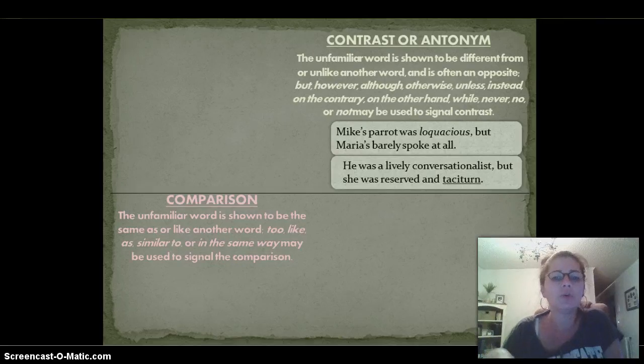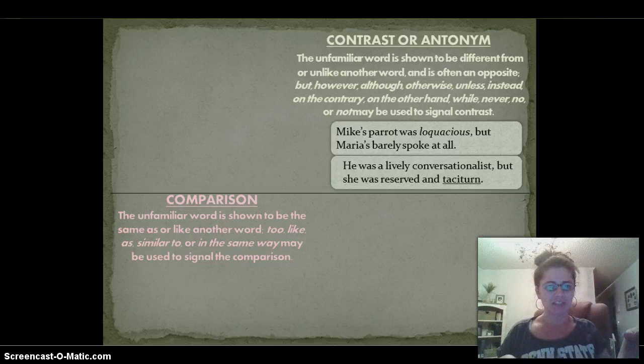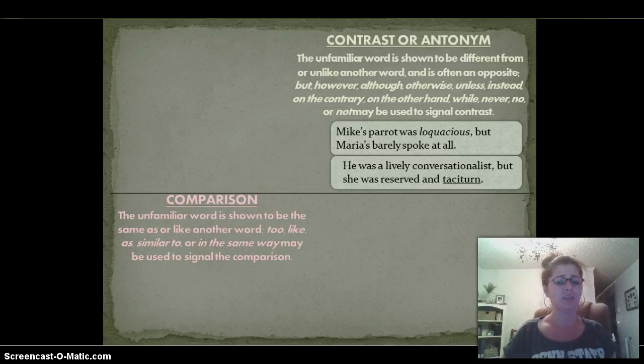Mike's parrot was loquacious. Smitty is a little loquacious, but Maria's barely spoke at all. So if Mike's parrot was loquacious, but Maria's barely spoke at all, they're putting them at opposite ends of the spectrum. So if Maria's parrot is barely speaking at all, and it's the opposite of Mike's parrot, then Mike's parrot must speak a lot.